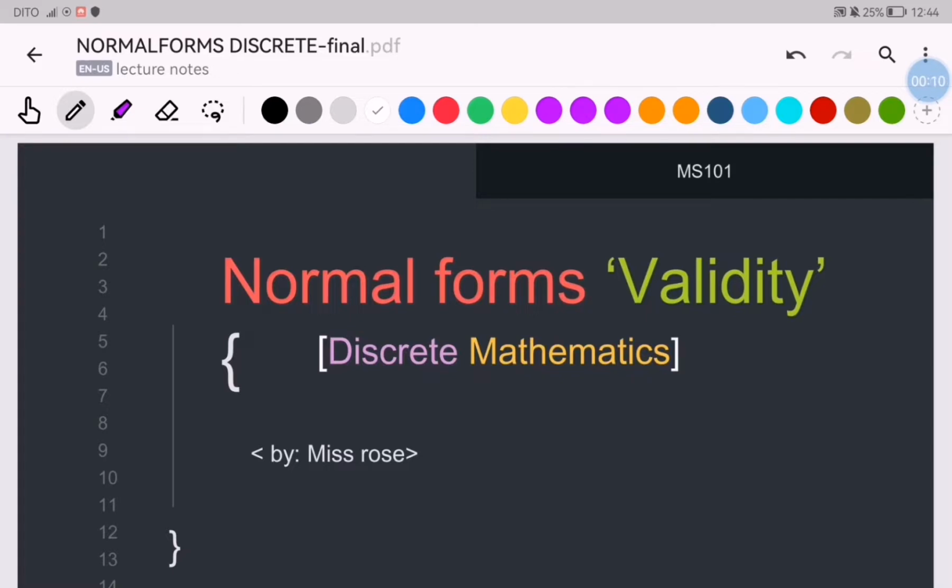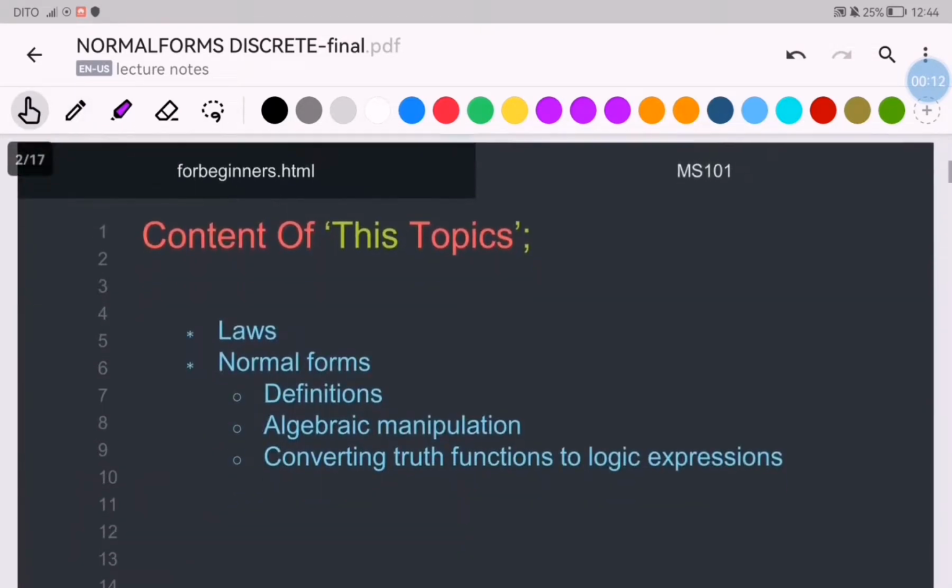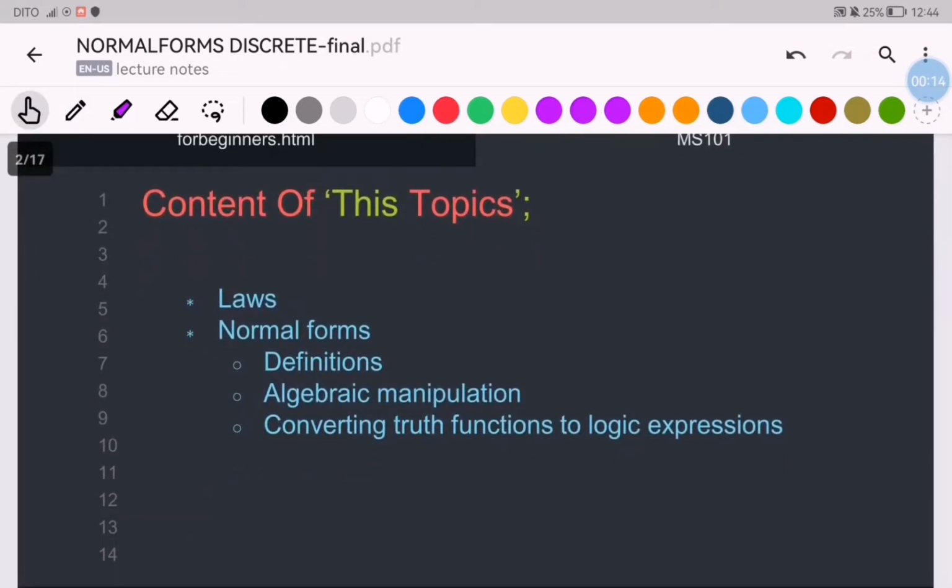So in normal forms and validity, the content of this topic, first, is the laws. They are the same as the laws of algebra, or algebraic laws, like the exponent laws, how to distribute, or the associative law. Those are the laws.